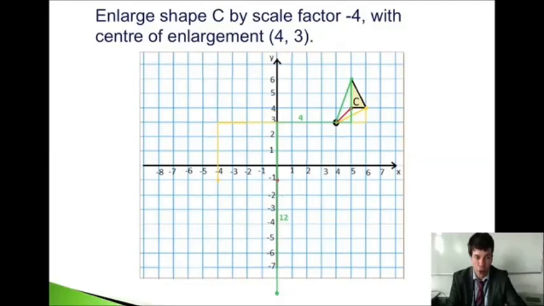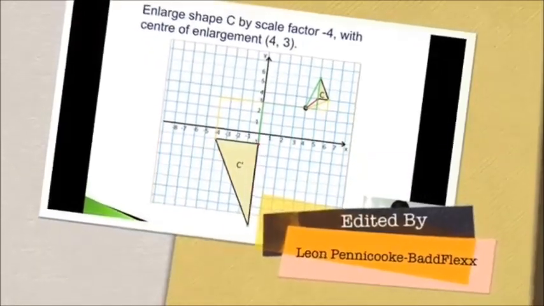Again, like before, we have 3 vertices of the image triangle. We simply join them up and label the image C prime. Each side of C prime is 4 times longer than each side of C. But it appears that not only have we enlarged the shape, but we've also rotated it 180 degrees. That is the effect of a negative scale factor.